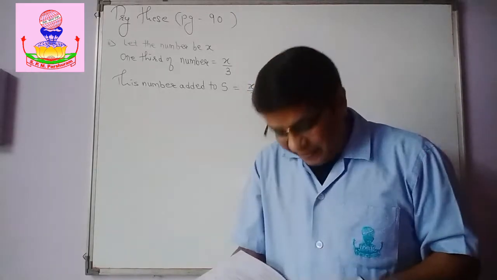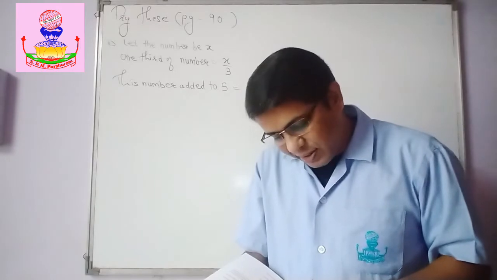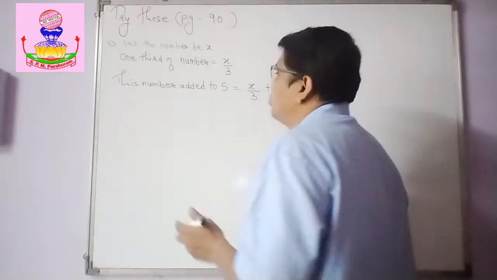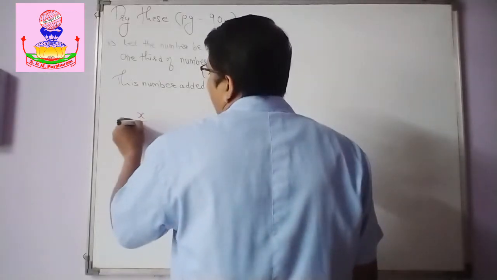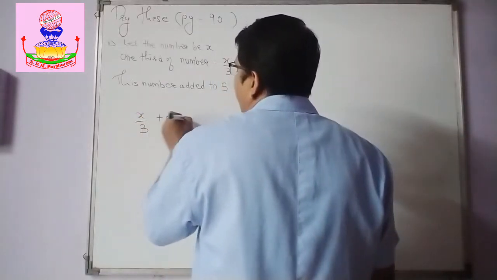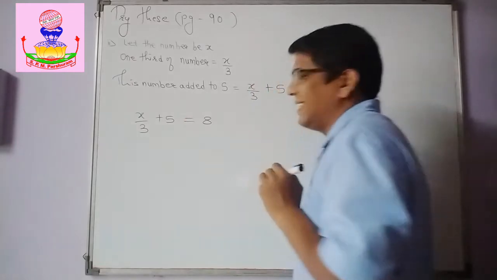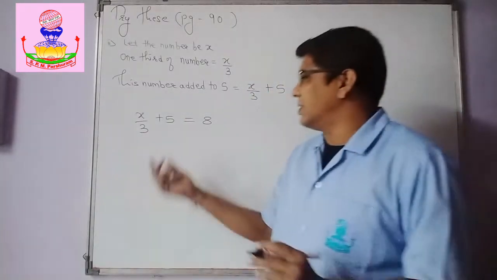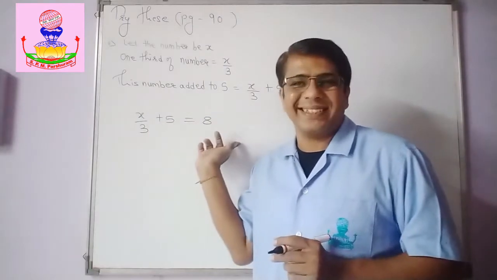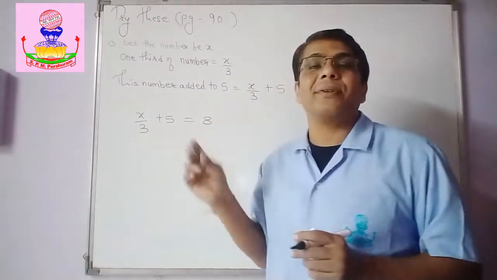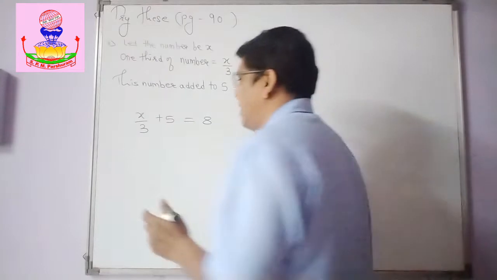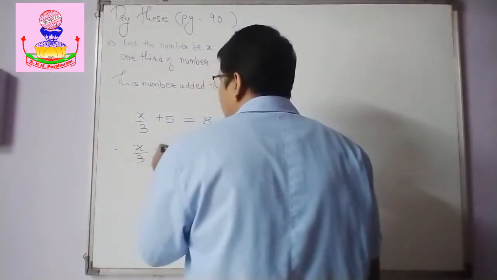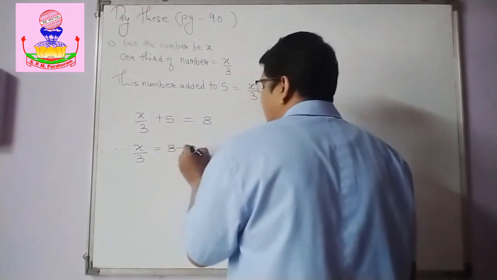Right? And the sum you get is 8. It gives you 8. Means what? x upon 3 plus 5, that is equal to 8. Right? Now what you do? Yes, first transposing 5 to RHS. So when this 5 comes this side, it will become, yes, exactly, minus 5. So therefore, x upon 3, that is equal to 8 minus 5.